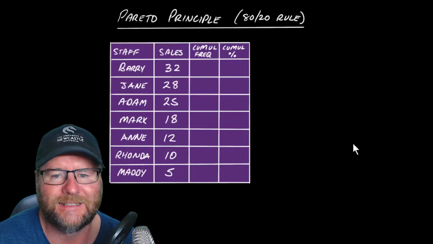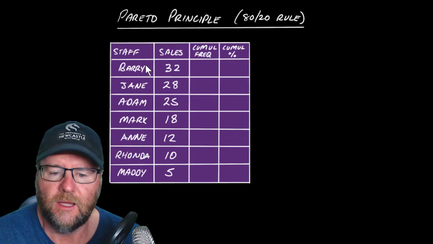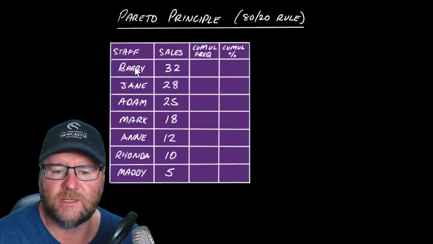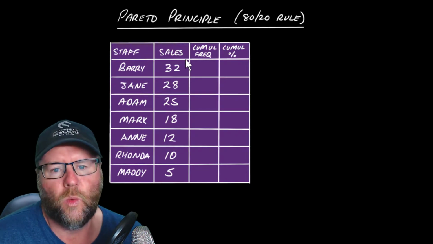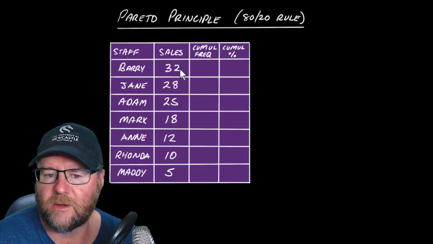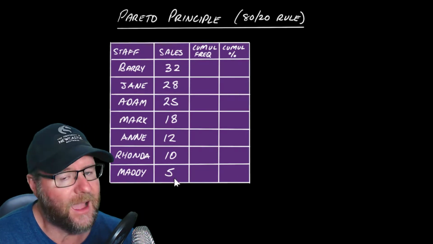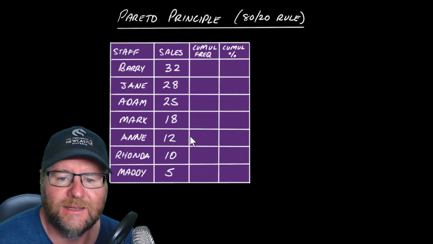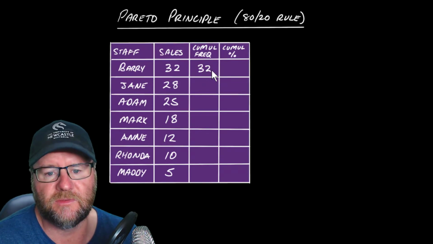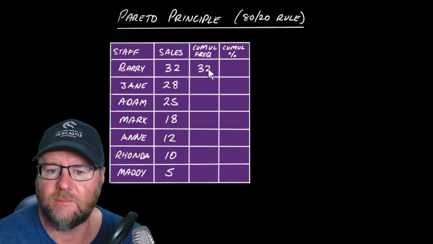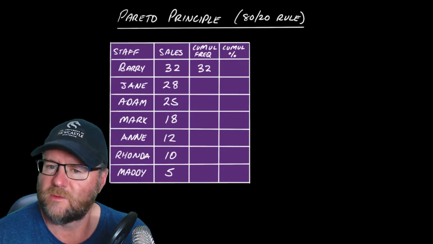Here is some data. These are sales made by staff members over a month. I've listed them in order. These are the frequencies. So Barry was 32 sales, Jane was 28, etc. Now, when we're doing these Pareto charts, we want to list our frequencies in order from the most frequent down to the least frequent. After we've done that, I am going to work out the cumulative frequencies. Hopefully you can remember from a previous video, we start with our first frequency because it's just the frequencies as they accumulate down. That's where the cumulative bit comes from.